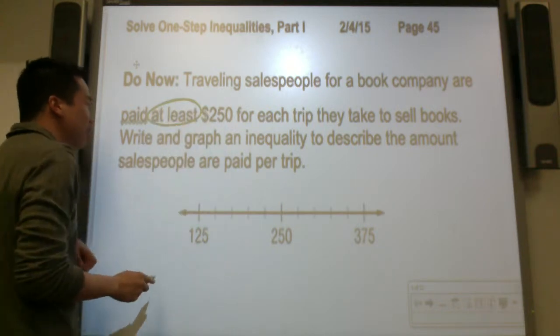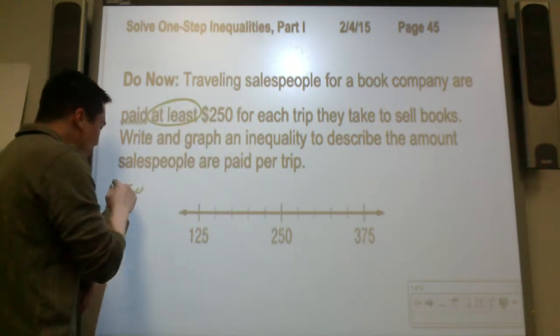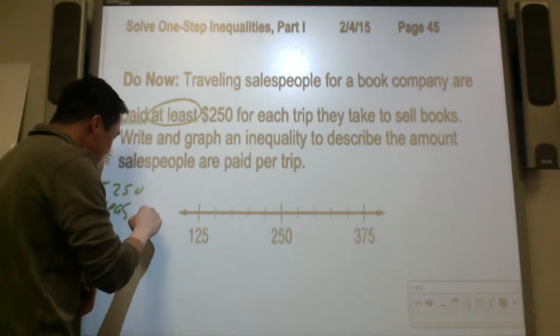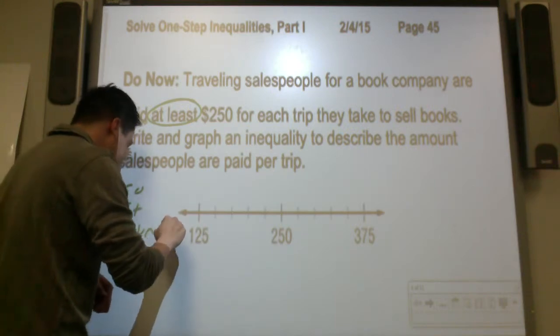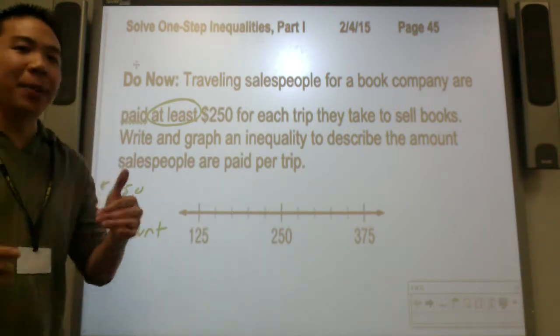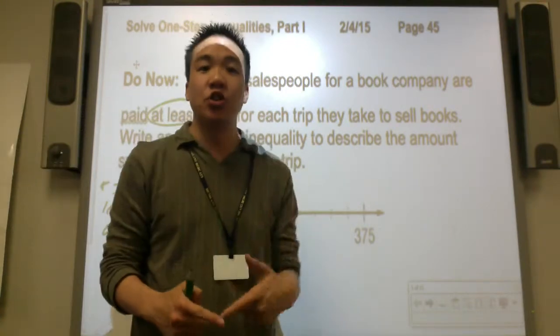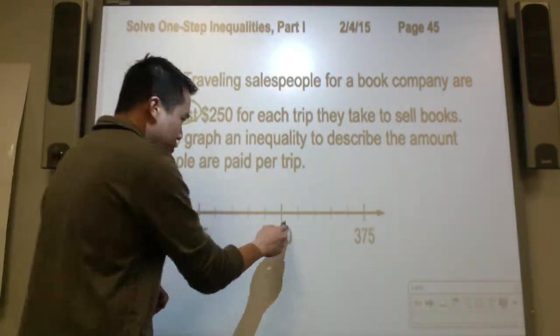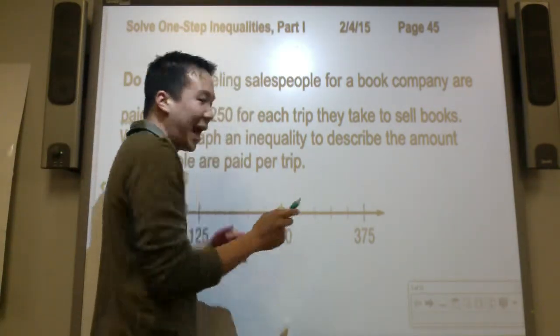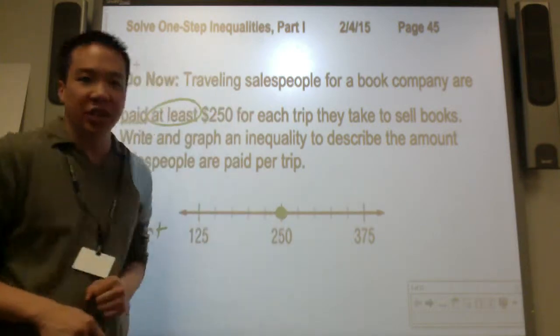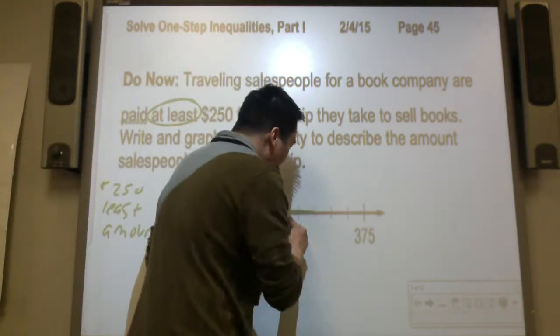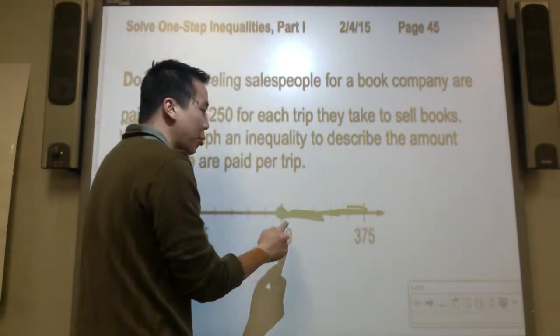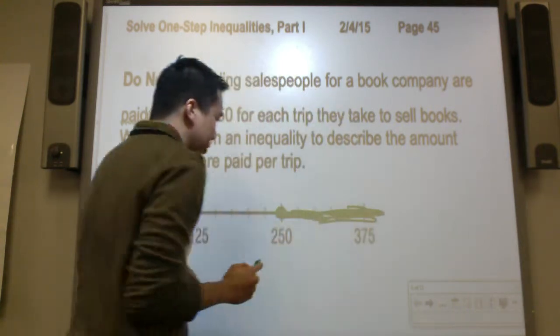At least $250. What does that mean? That means $250 is the least amount they will get. That means they will get paid more dollars than $250. So here's $250. They will get paid at least. I mean, they're going to get paid $250, but then they'll get paid more than that because this is the least they will get paid. So we're going to shade everything here.